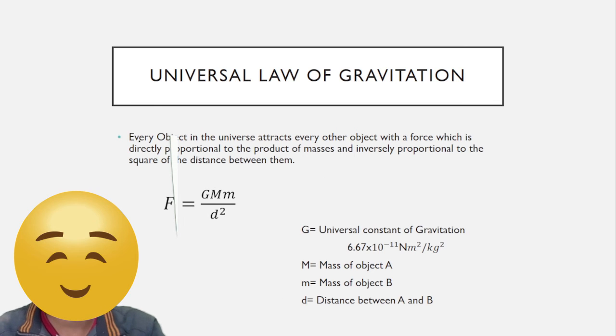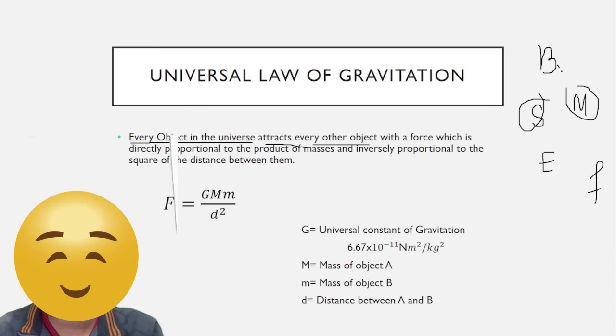If we look at the definition, it says that every object in the universe. So let us first take the example of all the objects that we can count. For example, the sun, moon, earth, even a bird or a fruit on the tree attracts every other object. So it says that all these objects attract all these other objects. So all these objects are attracting each other.